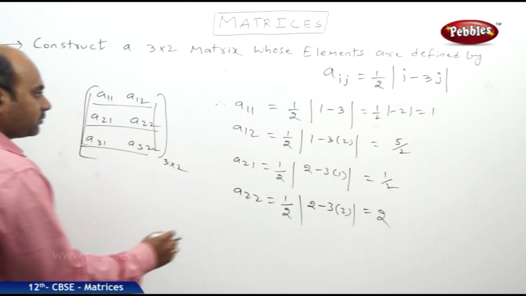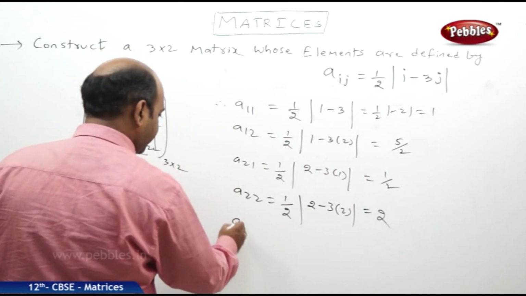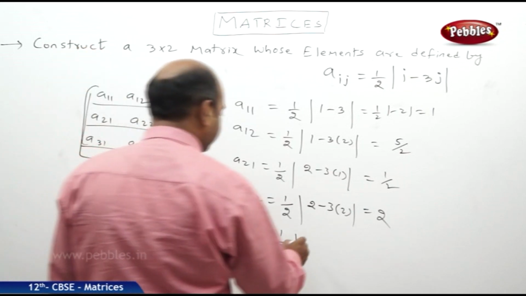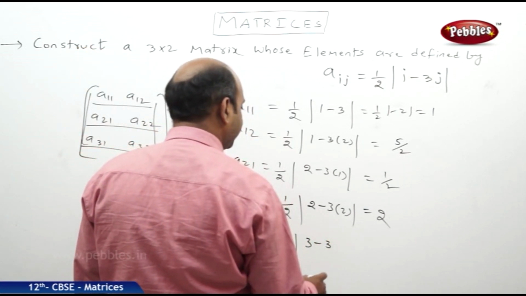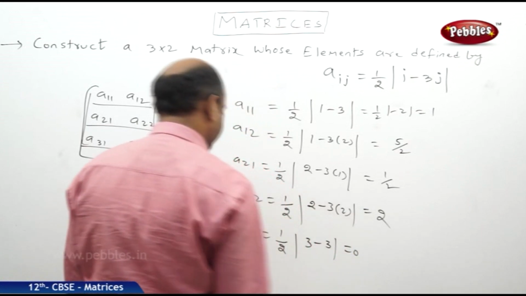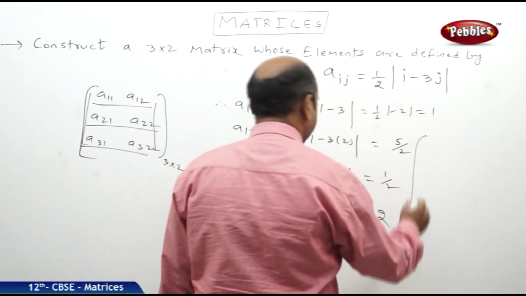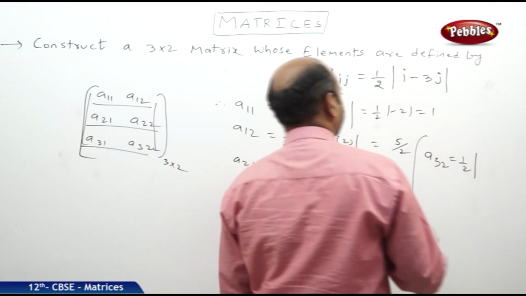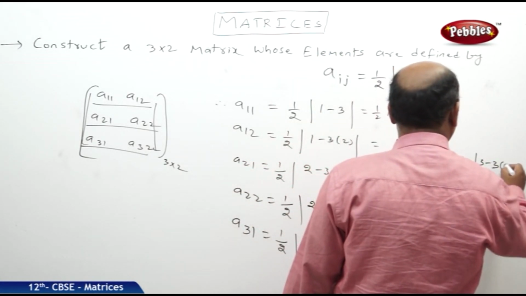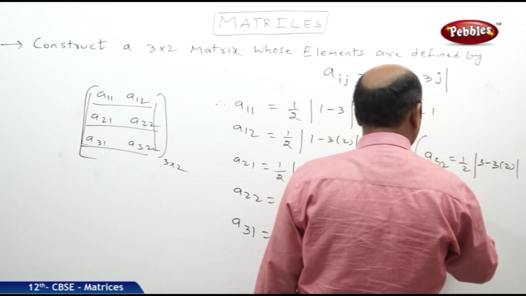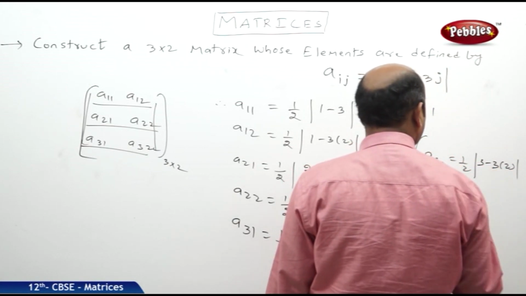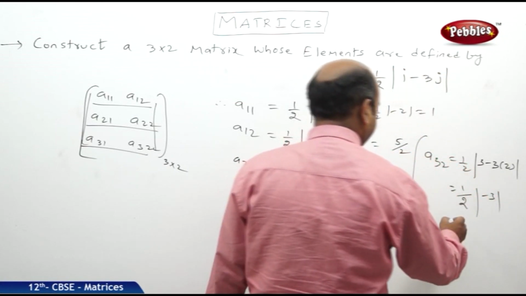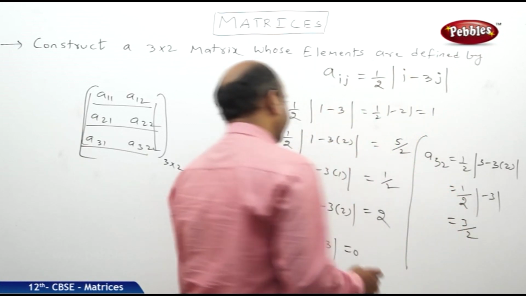A22 is finished, so I need to find A31. A31 means 1 by 2 into modulus of 3 minus 3 into 1. So this becomes 0. Now again I need to find A32. A32 means 1 by 2 into modulus of 3 minus 3 into 2. So 1 by 2 into modulus of 3 minus 6. 3 minus 6 is what? Minus 3. So modulus of minus 3 becomes 3 by 2.